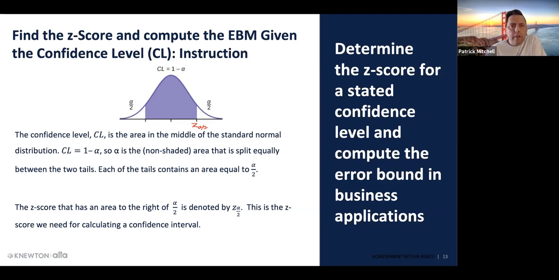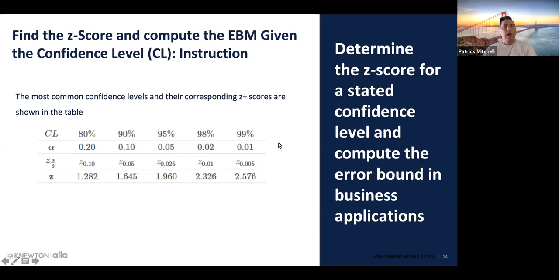Let me first of all get my mouse back. Let's get rid of my scribble here. Okay, so these are some of the most common confidence levels. I mentioned 90, 95, and 99%. They've also thrown in 80% and 98%. So what I would like to show you right now is how to get the one for 95%.